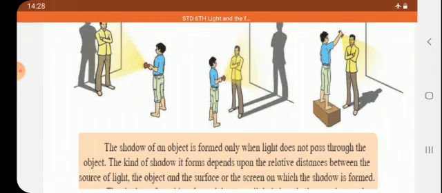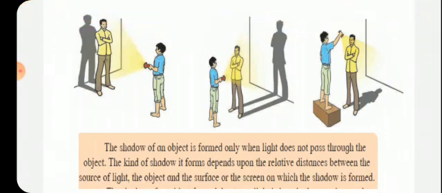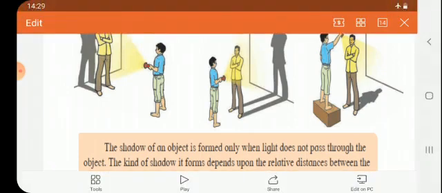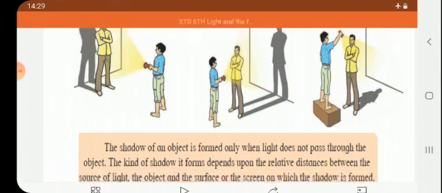children, see page number 101. You are finding it is nearer, somewhat bigger in size. In the second case, you observe, when the boy is standing nearer to the object, at that time a long shadow is formed. Okay, a longer shadow is formed than the first one.